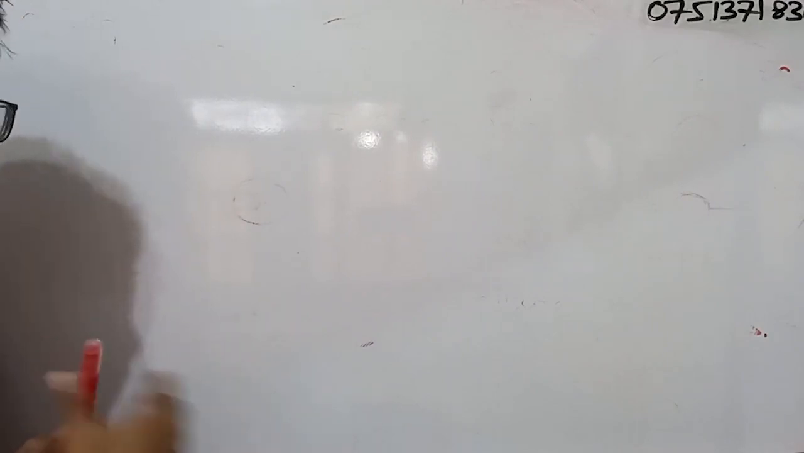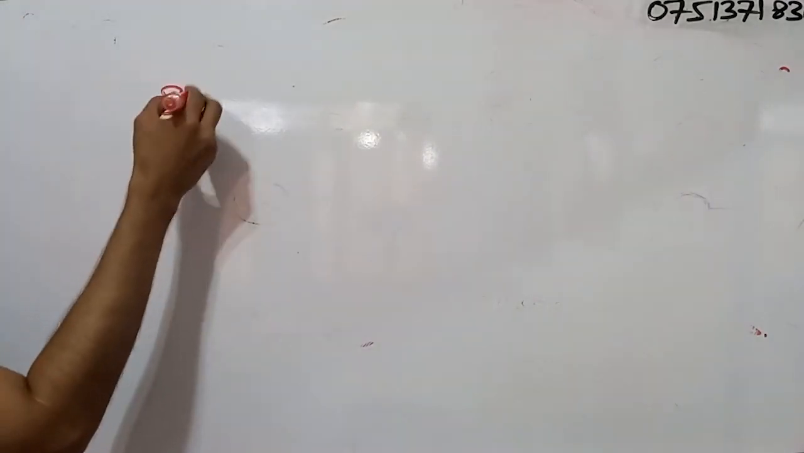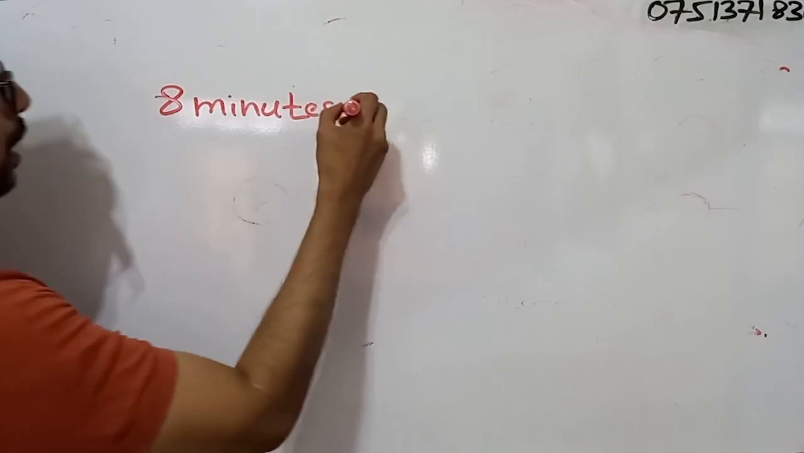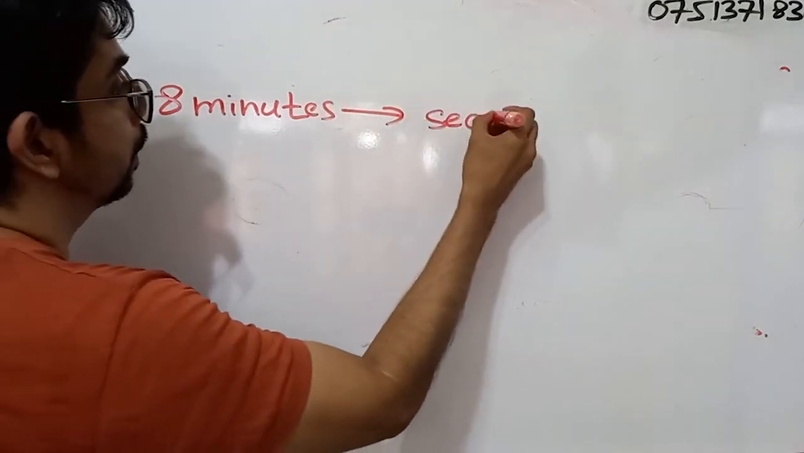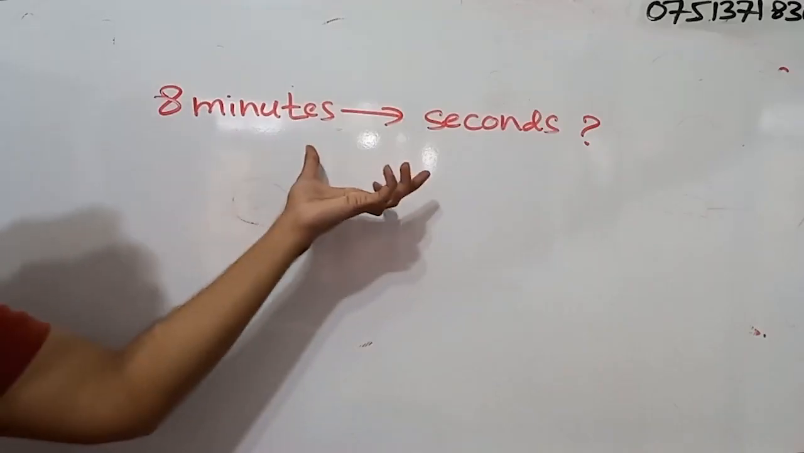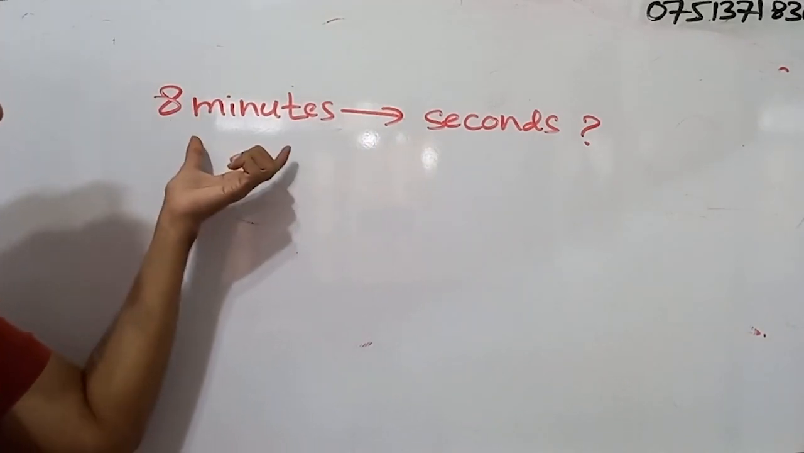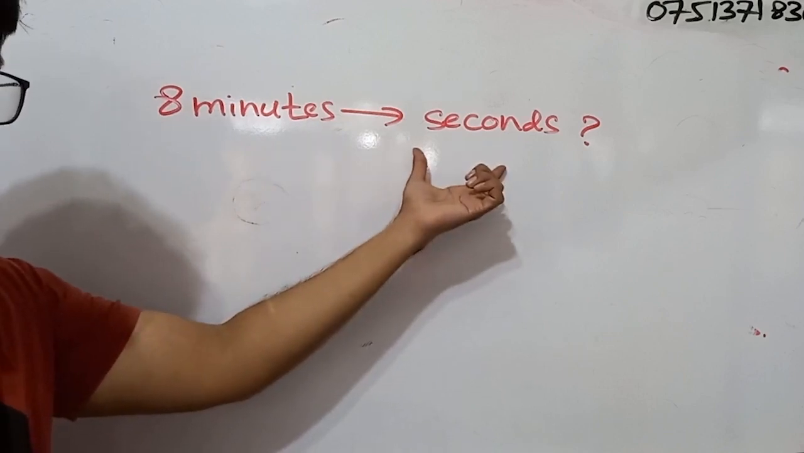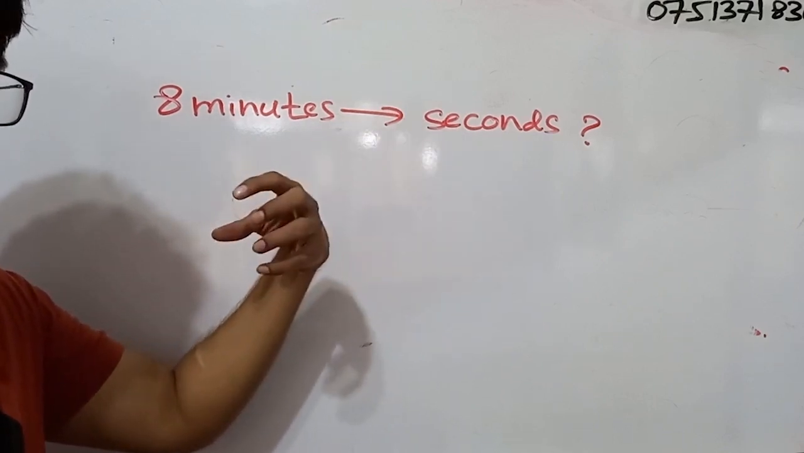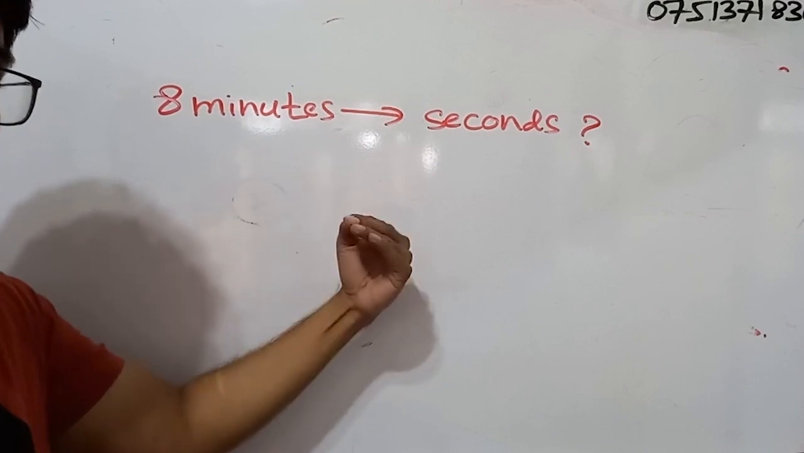Right. So now we will take another question. Okay. Let's take 8 minutes and convert this into what? Seconds. So we have to convert minutes into seconds. So we have two units. One is minutes and the other one is seconds. So what is the first thing that we need to realize? What do we have to do?